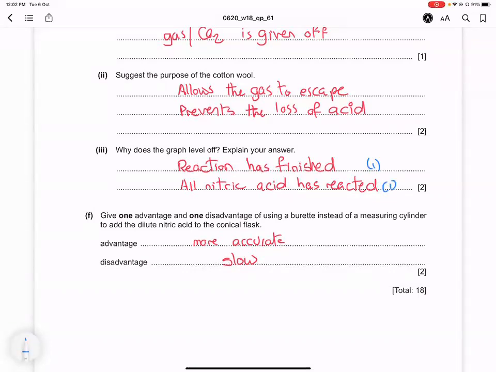F, give one advantage of using a burette instead of a measuring cylinder. It's more accurate. One disadvantage, the main disadvantage of the burette and the pipette is that they are slow.